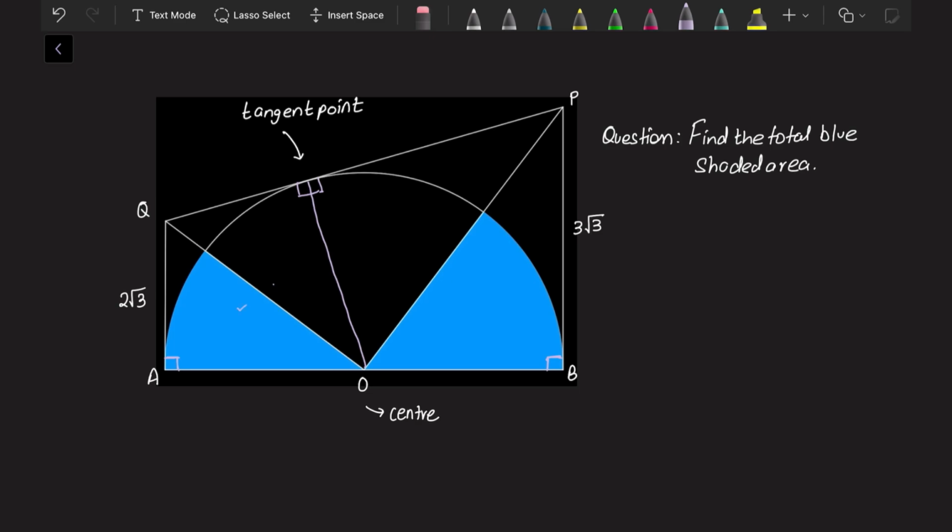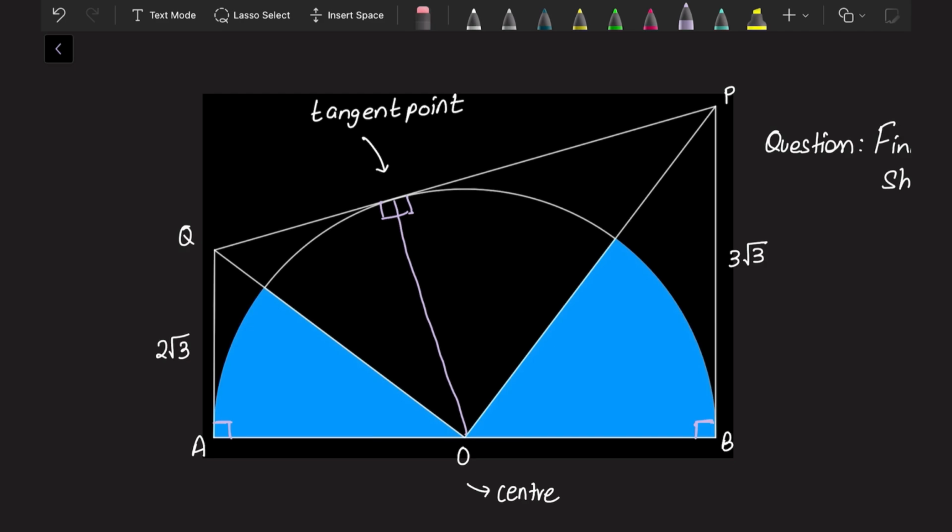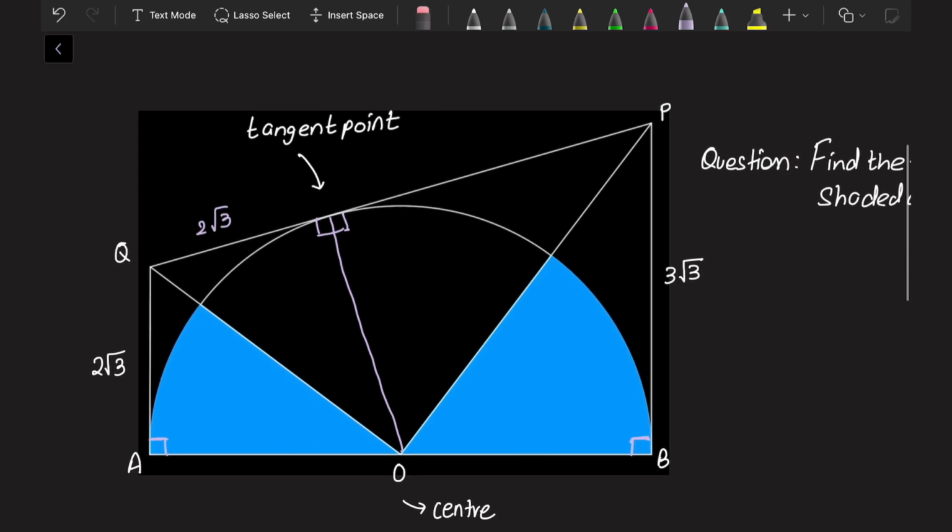Nice. As these two triangles are congruent, the remaining parts of the triangles become equal. So now look, if that length is 2 square root of 3, this length also becomes 2 square root of 3. And similarly over here, if this particular length is 3 square root of 3, this length over here becomes 3 square root of 3. Okay, nice. So this was done. Now what should be done next?